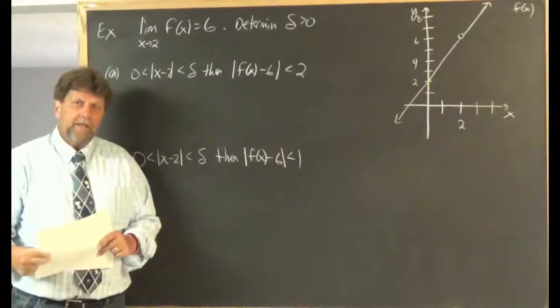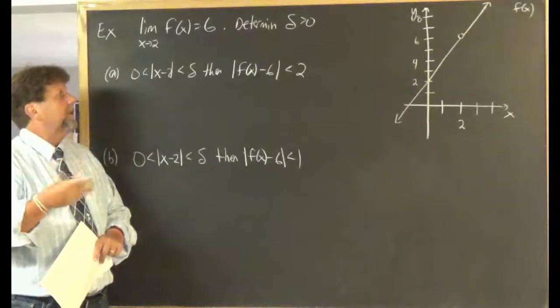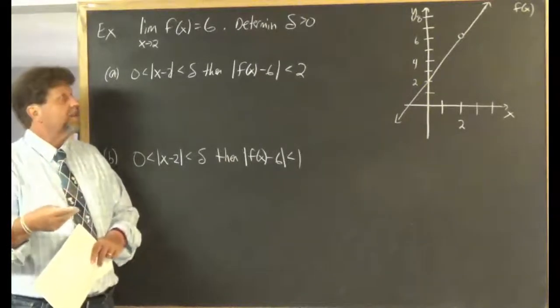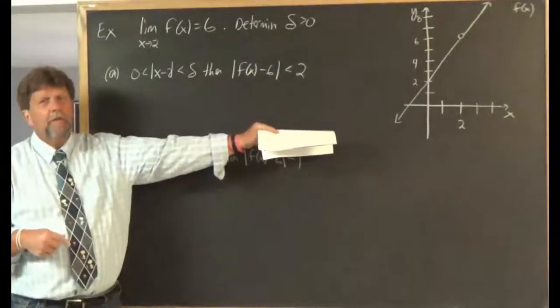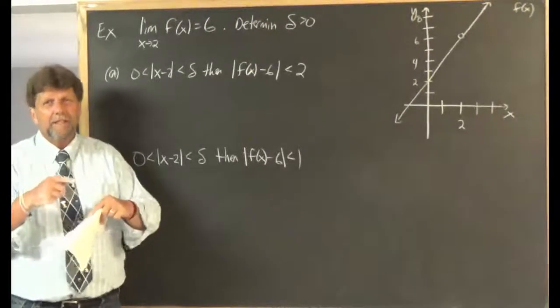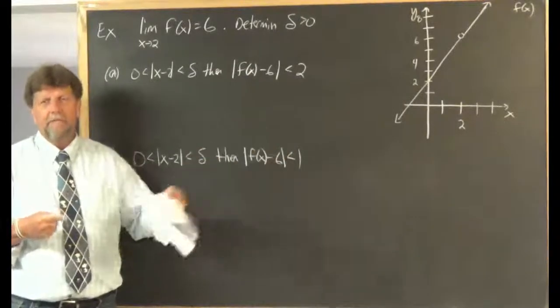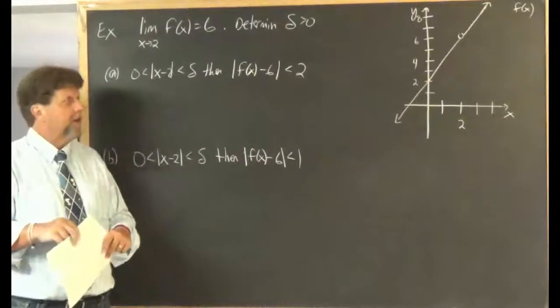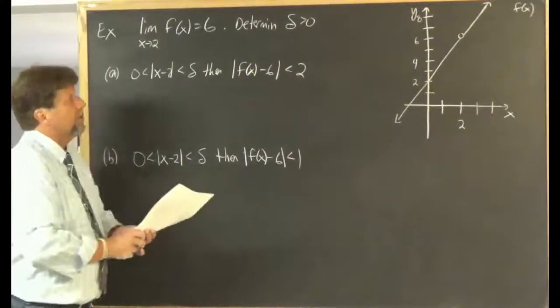So let's look here at this example. I said there's some function out there, and the limit as x approaches 2 of the function is 6. And that's the graph that I said I would put on the board. I didn't have enough room on the slide to show you the graph, but that's the graph. So please take some time to get that graph in your notes. I told you to leave room for it. We're going to determine delta.